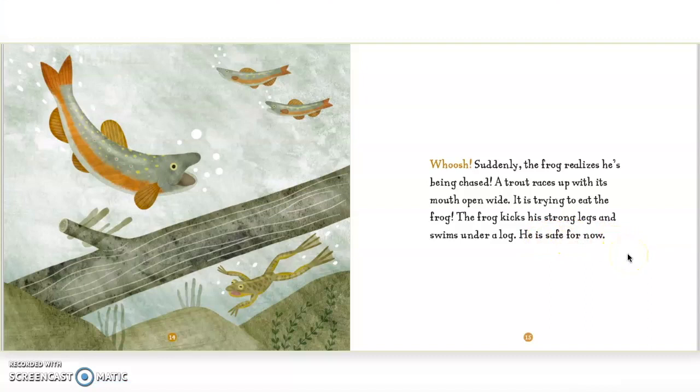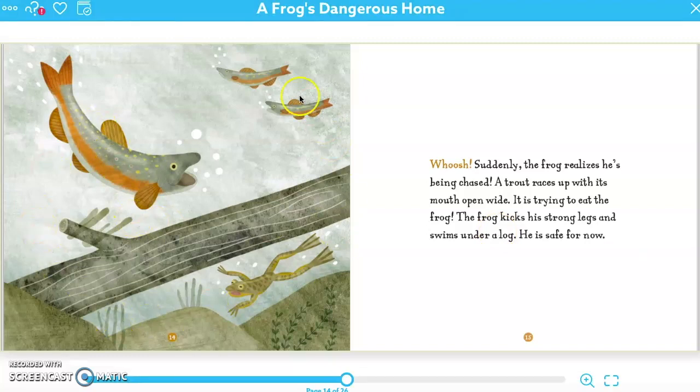So what is a trout? Looking at the picture, could a trout be the log? No. Could the trout be the frog? No. Could the trout be these fish? Yeah. So a trout is just a type of fish.